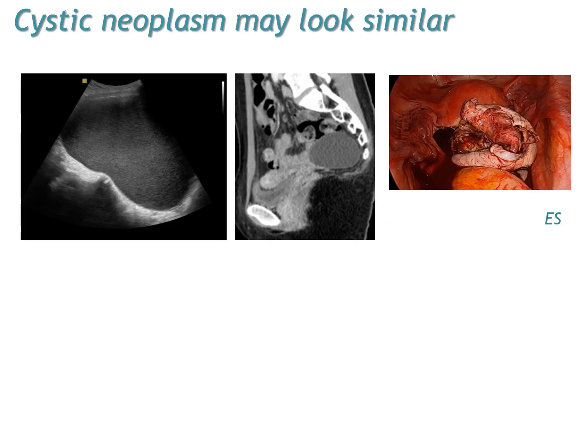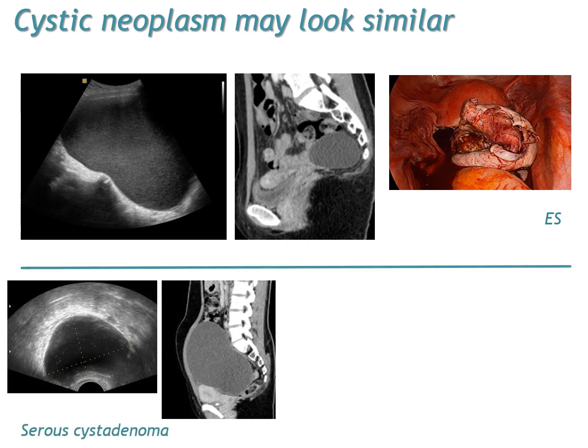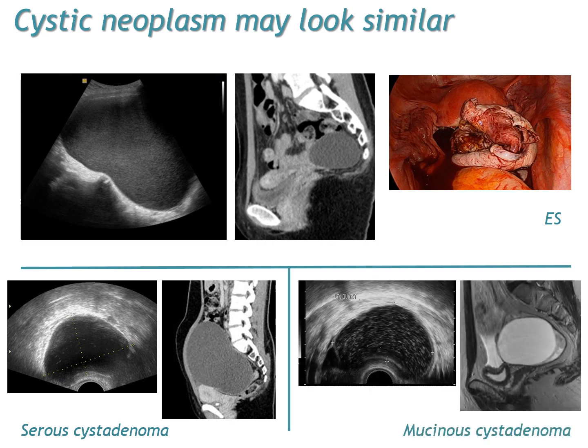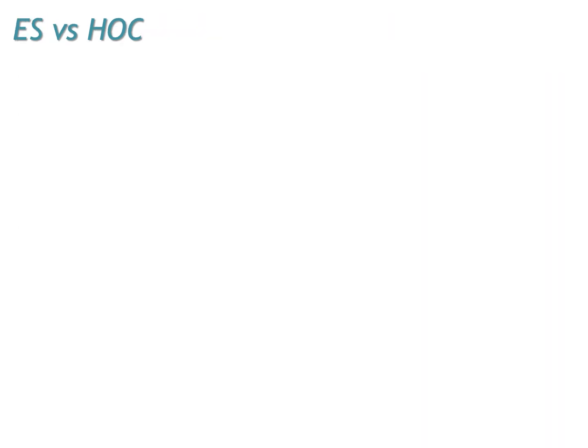Cystic neoplasm may also look similar to endometriosis at ultrasound. This is a case of endometriosis, this is a case of serous cystadenoma, and this is a case of mucinous cystadenoma. Differentiation between endometriosis and the hemorrhagic ovarian cyst is especially important because treatment is different. Usually, hemorrhagic ovarian cyst does not need treatment.